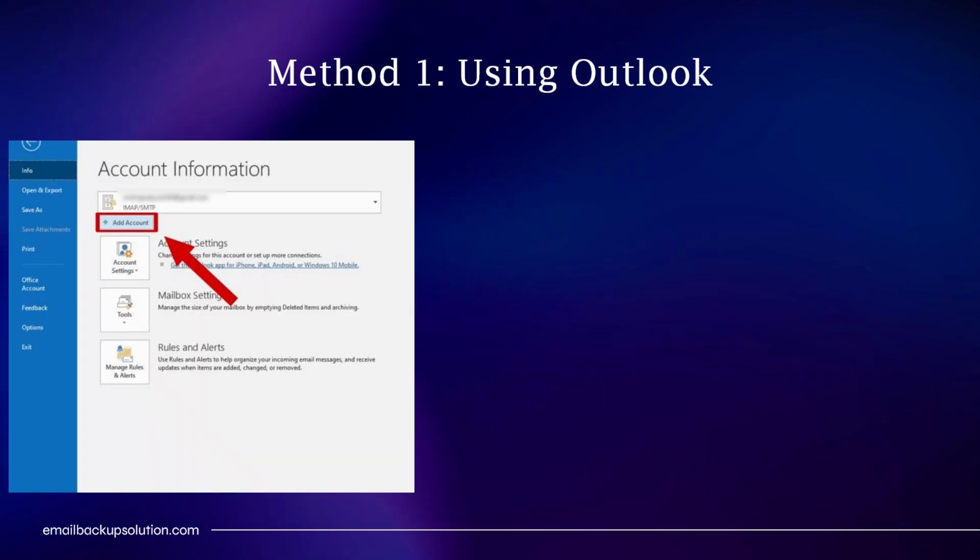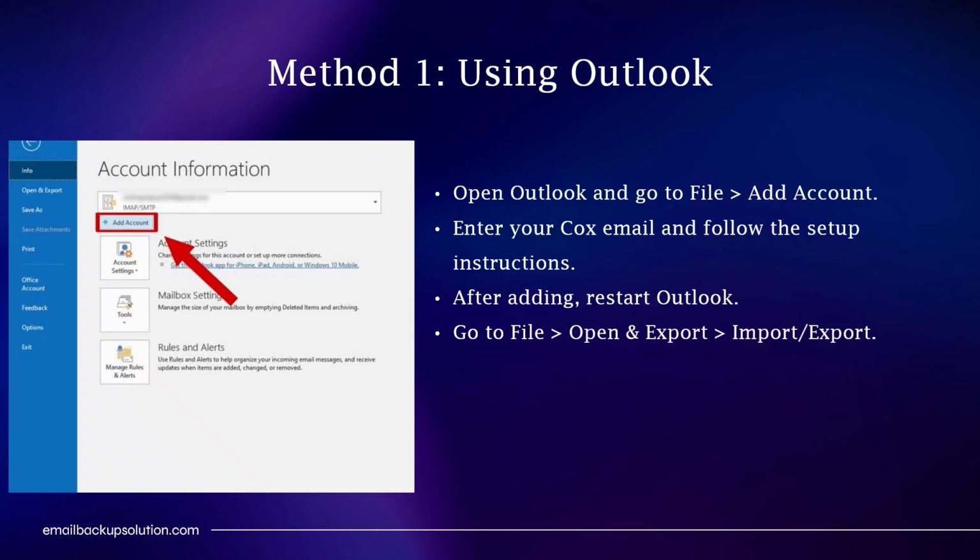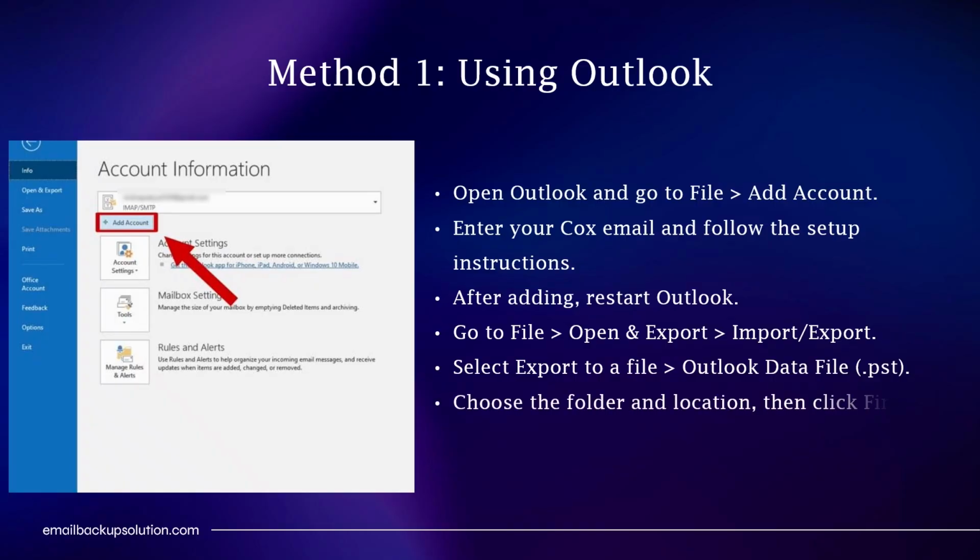For the manual method, open Outlook and go to File > Add Account. Enter your Cox email and follow the setup instructions. After adding, restart Outlook. Go to File, Open and Export, Import and Export. Select Export to a file > Outlook data file. Choose the folder and location, then click Finish. This manual method is free and easy, but it has limitations.